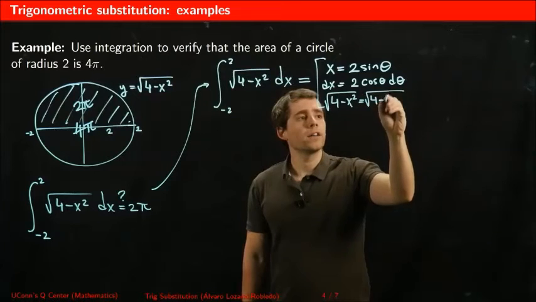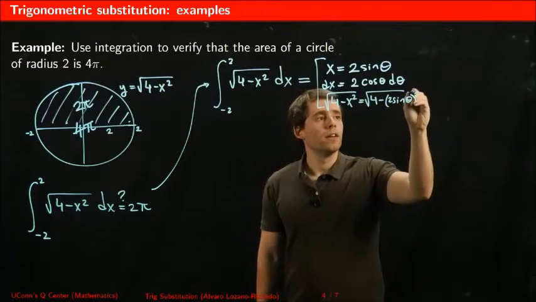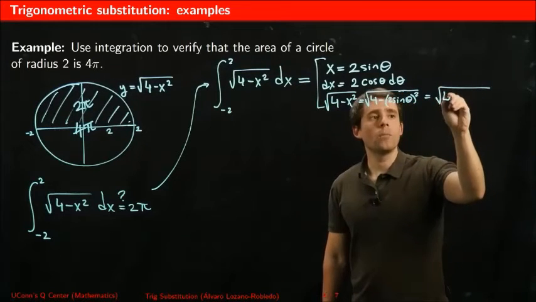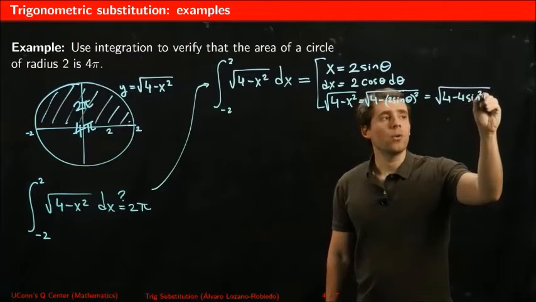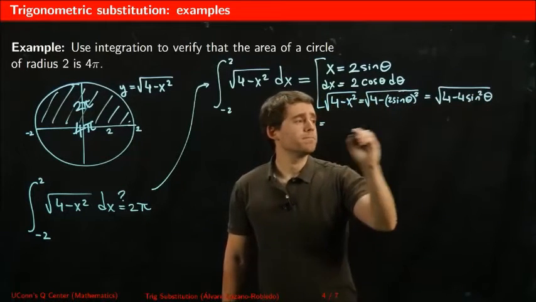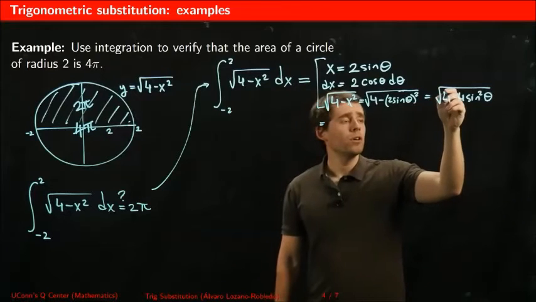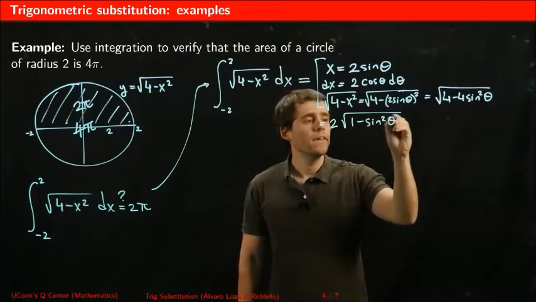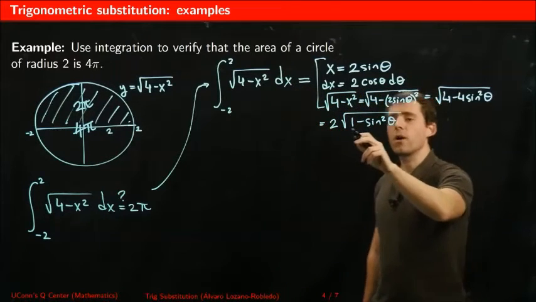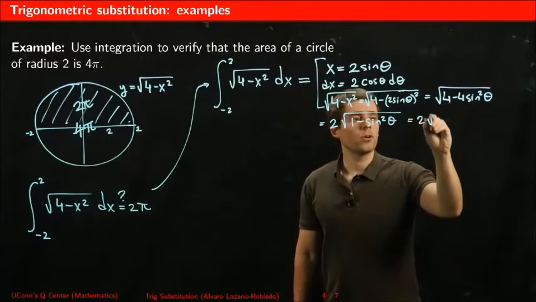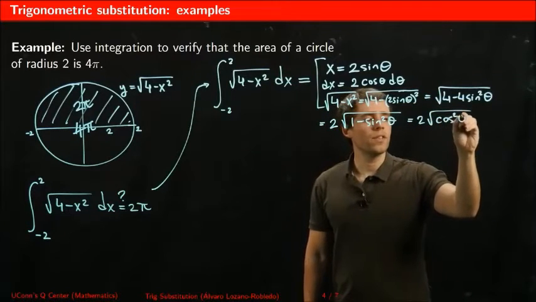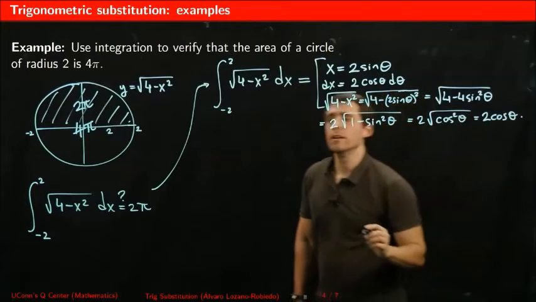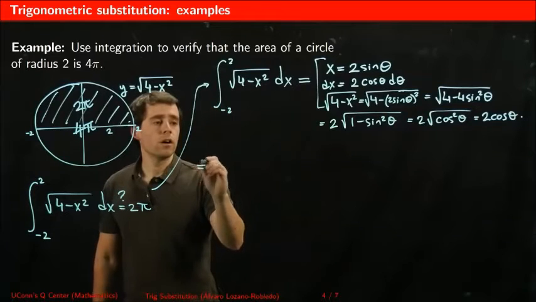That is 4 minus 2 sine theta squared. And that simplifies to 4 minus 4 sine square theta, which is, the 4 can come out as a 2 multiplying the square root of 1 minus sine square theta. And that's the whole point of this substitution, because now 1 minus sine square theta, by the trigonometric identities, that's cosine square theta. So this simplifies to 2 cosine theta. Great. So now we're ready to continue with our substitution.